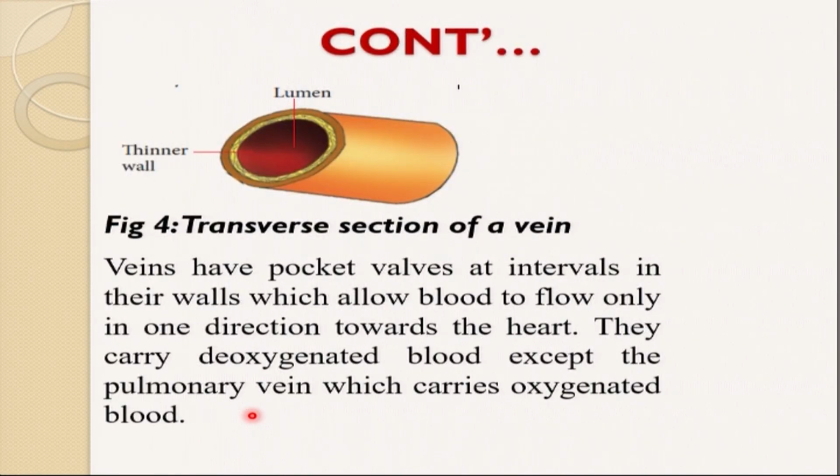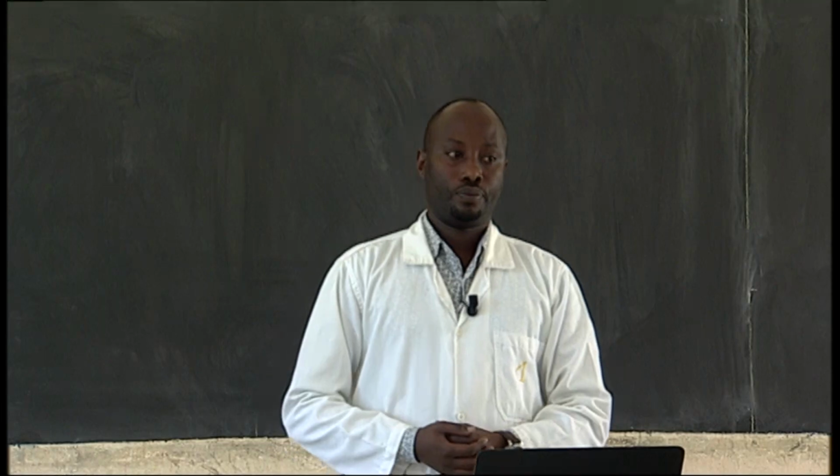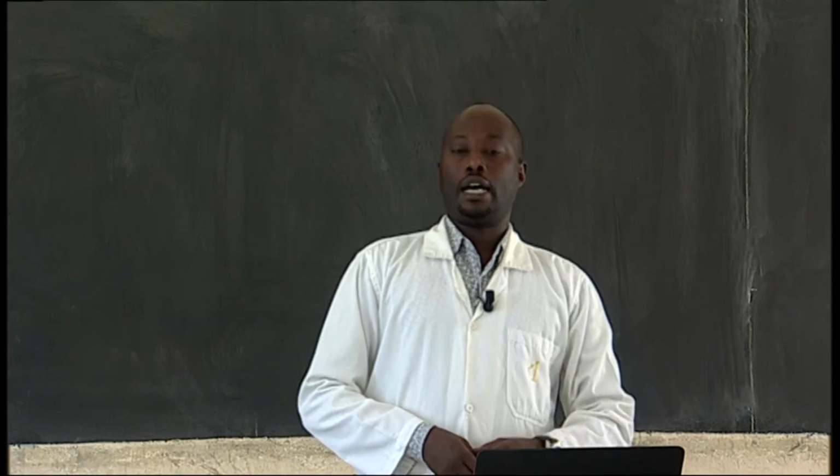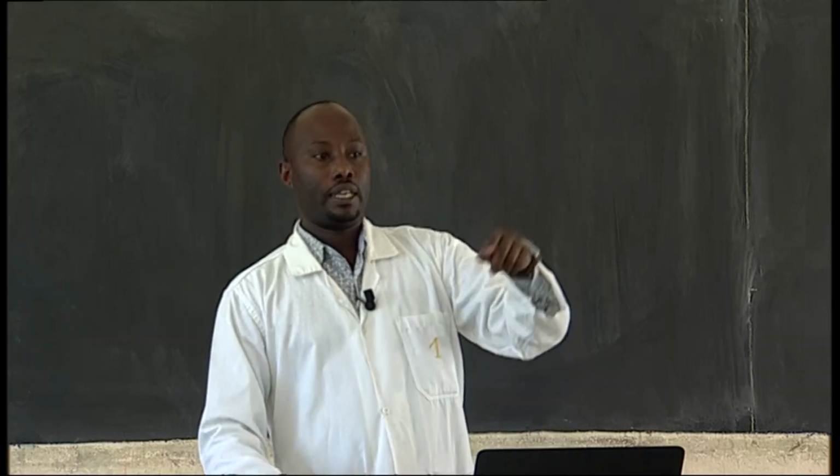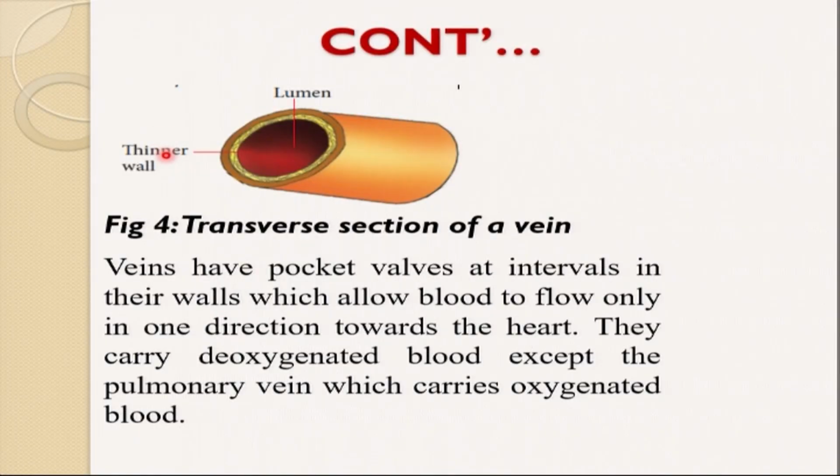Let's have a transverse section of the vein. You compare the lumen of the vein and the lumen of the artery. They are totally different in terms of their lumen. We talked about the arteries being thick, but here on our diagram, we see that the veins are thin. We talked about a small or narrow lumen, which helps to withstand the pressure of blood moving through the arteries. But here, the lumen is big.